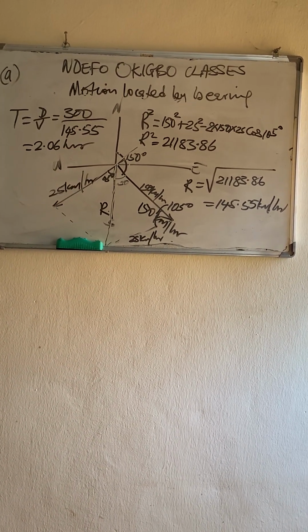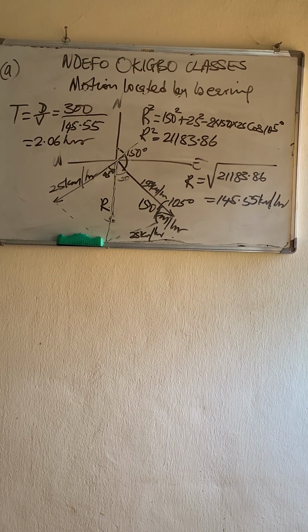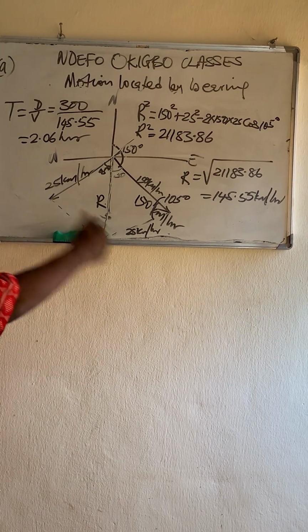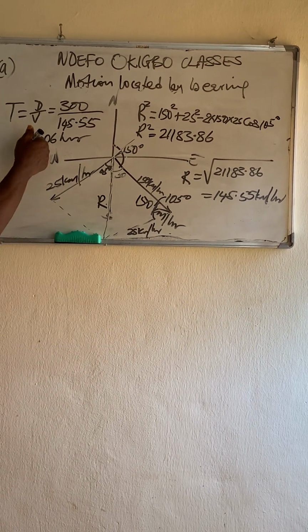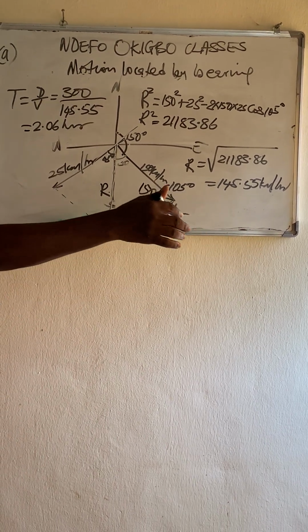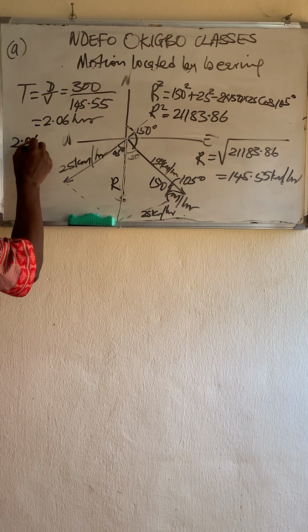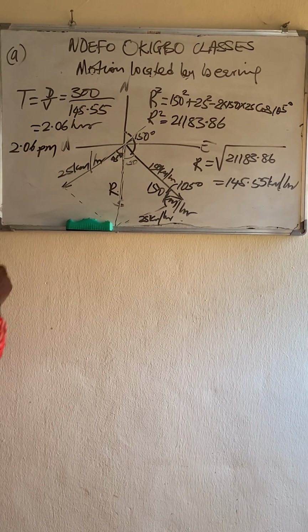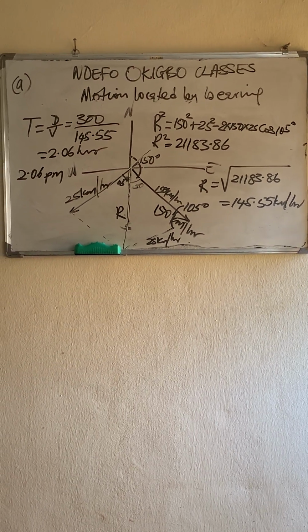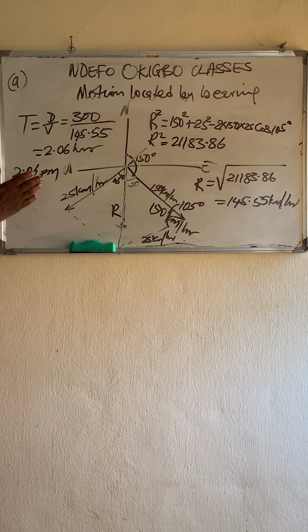It took off at 12, so the time of arrival will be 12 noon plus 2.06 hours. 1 hour is 1 o'clock, 2 hours is 2 o'clock, so it will land at 2.06 p.m. That's the time it will arrive at the next heliport.